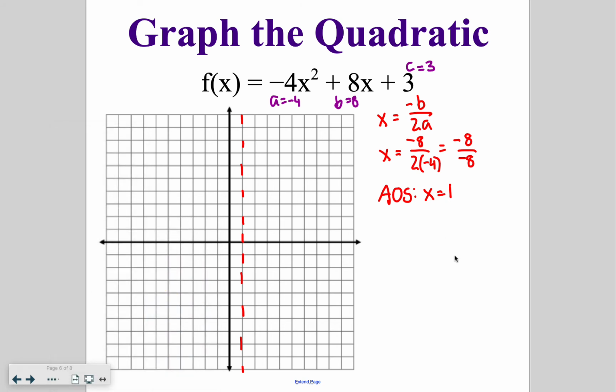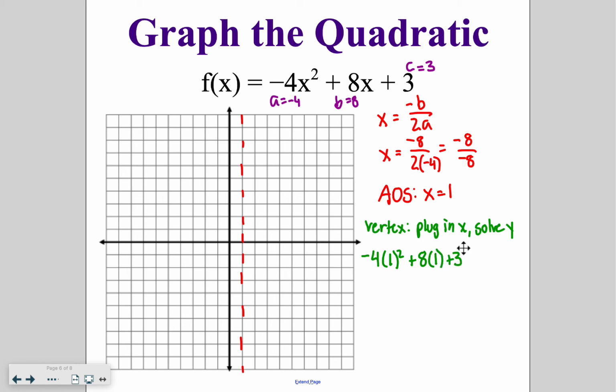Then we need to find our vertex. Remember, to find our vertex, we plug in x and solve for y. So we plug in this case, 1. So I'm going to have -4 times 1 squared plus 8 times 1 plus 3.